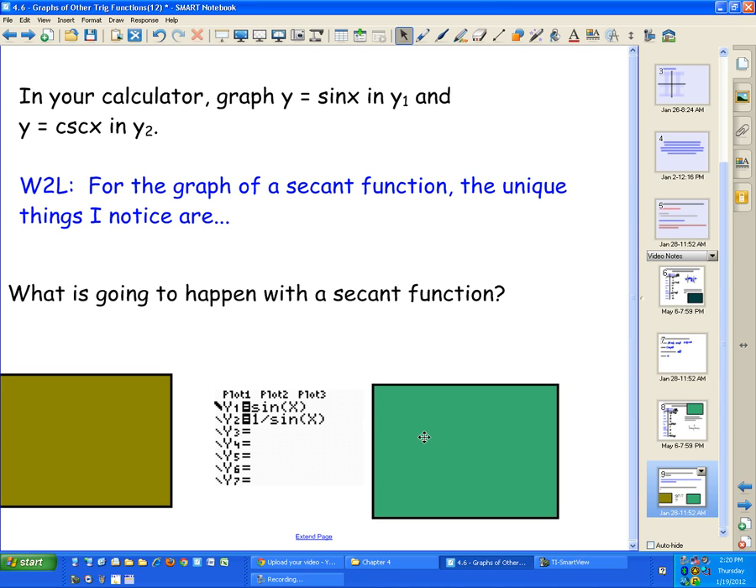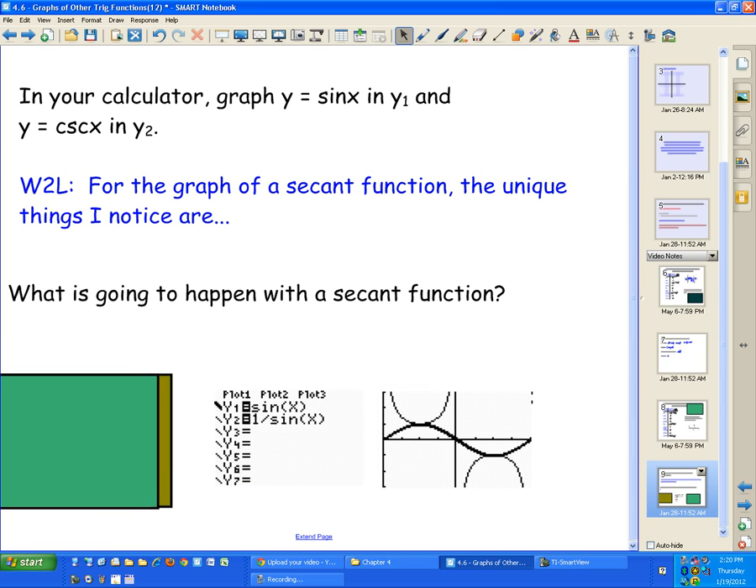When I graph those using my values, this is 0, and this is 2 pi over here, and I'm counting by pi over 4. You can see that this dark line is my sine, and the upper and lower lines are my cosecant graph. Oops, these are supposed to say cosecant on here, sorry. Cosecant functions. And this would be cosecant also. So what's going to happen with a cosecant function? Well, you can see what these are. These are our cosecant functions.